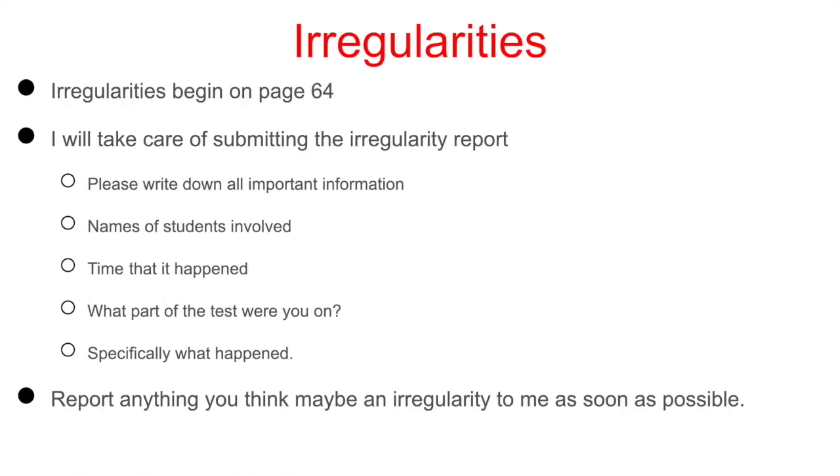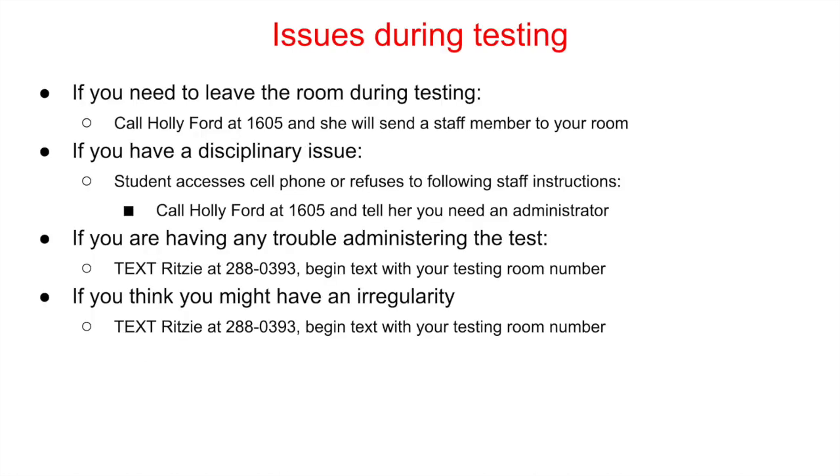So irregularities begin on page 64. I will take care of submitting the irregularity reports. I just need you to write down the information: names of students involved, the time that this happened, what part of the test you were on, and specifically what happened. Please do not just put a note in your testing folder about an irregularity. Please notify me as soon as possible so that I know that the situation has occurred. And if you are in doubt, go ahead and text me and say, I might have an irregularity, okay? If you think you might, then just go ahead and text me.